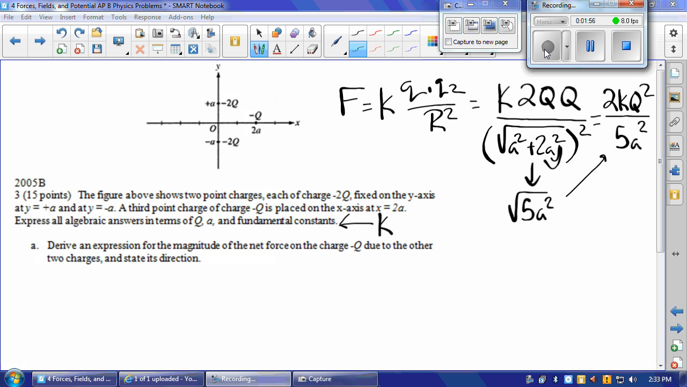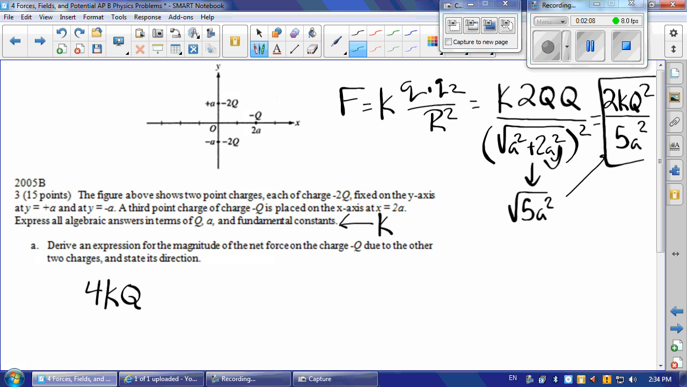So the next thing you need to realize, so this is the force of one of those two q's on the other q. We have to double it since there are two of them. So since we have to double it, this now becomes 4kq squared over 5a squared, and that 5a squared can stay right there because they're both the same distance.